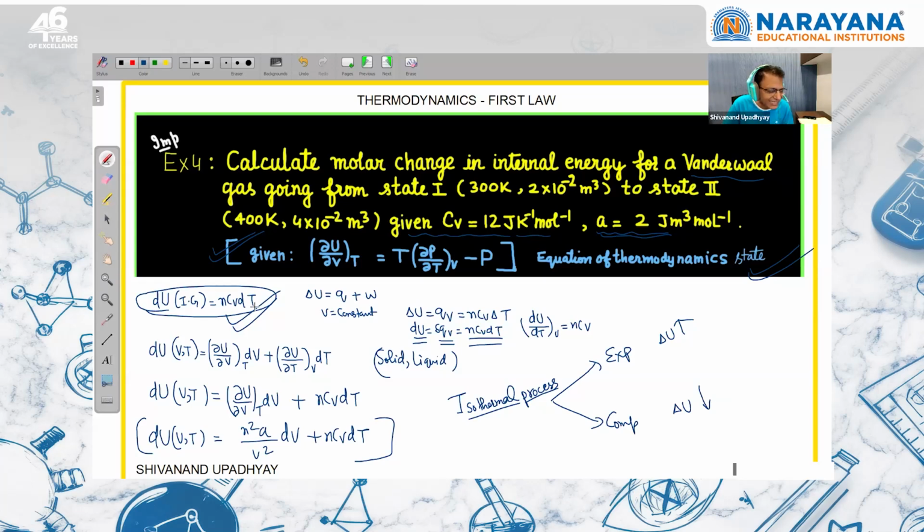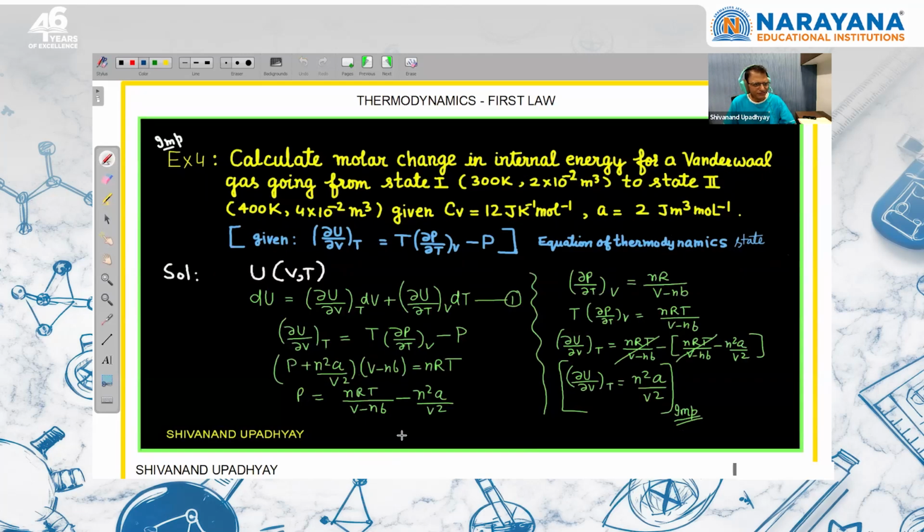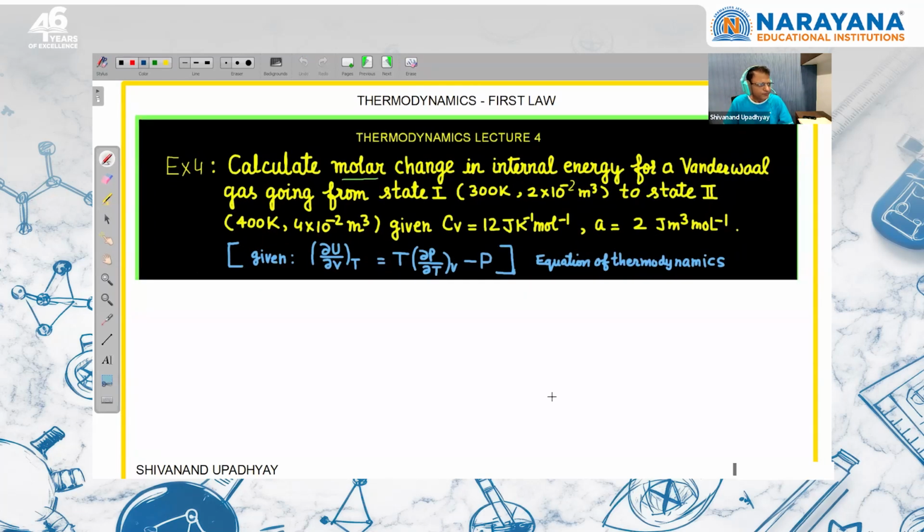So for an ideal gas, the change in internal energy only depends on change in temperature. But for solid, liquid and real gas, the change in internal energy will depend on temperature as well as pressure and volume. Here you can see volume, right? So we can say that for solid, liquid and van der Waals real gas, the internal energy is also a function of state of matter and temperature both. State of matter means pressure, volume and temperature, we can say. So that is a point. We have solved the question. You can go through it.